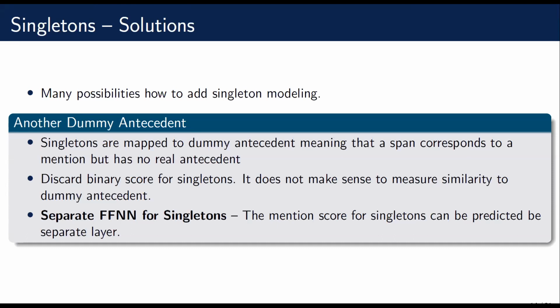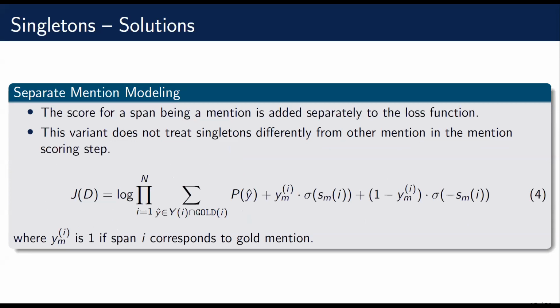And for this token, we discarded the binary scores because they don't make sense when you cannot compare something with these dummy representations. Also, we added a separate dense layer for singletons, so the mentions can be predicted with a separate layer. But as you will see, it is still an end-to-end approach.